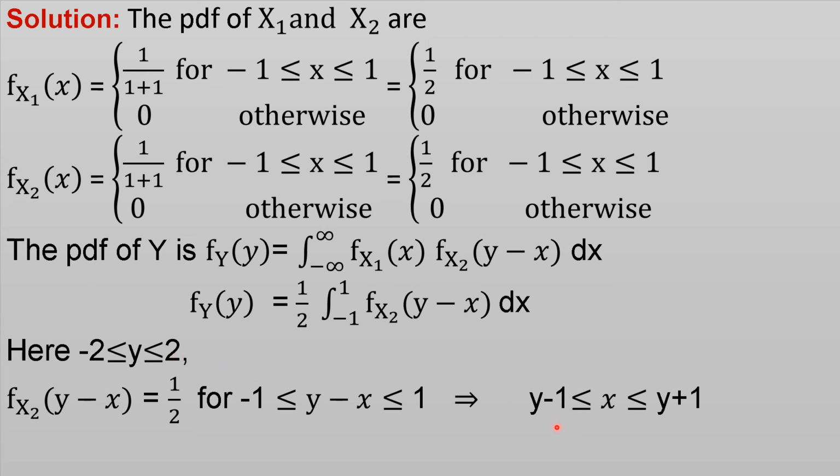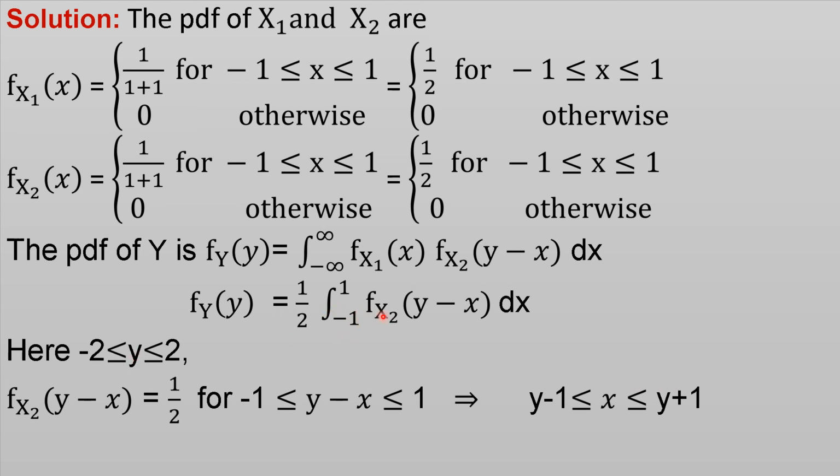Greatest value 2, then 2 minus 1 is 1. So the lower limit of x will be between -3 and 1. The upper limit will be between 1 and 3. But x is between -1 and +1, so we can't take this directly. We need to split the y values.